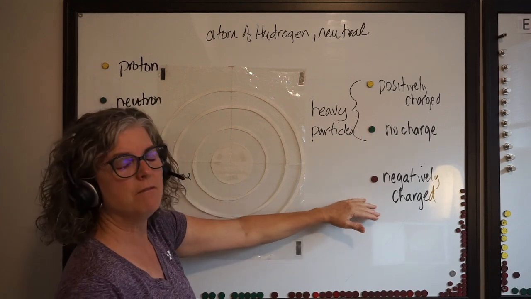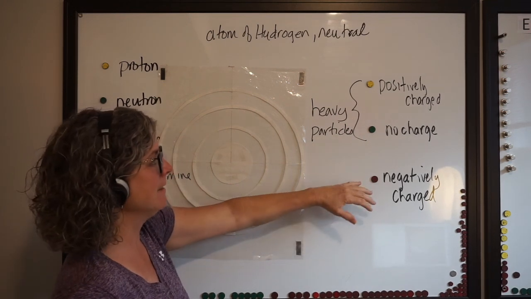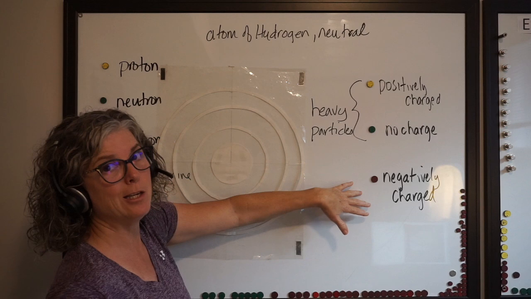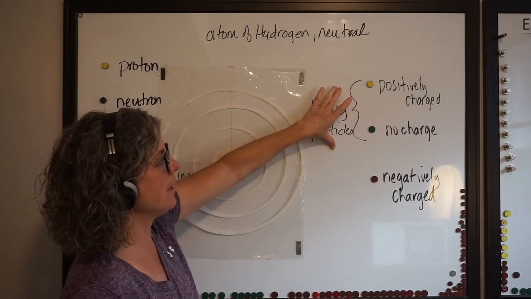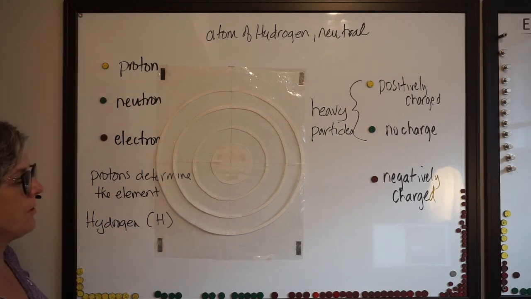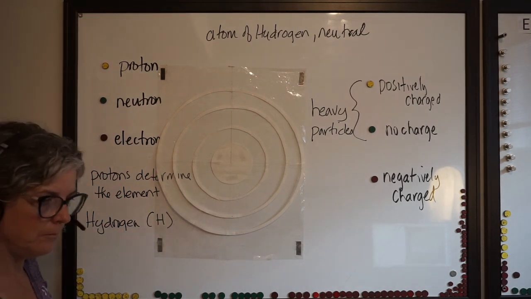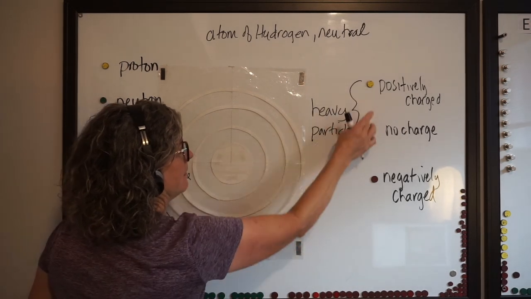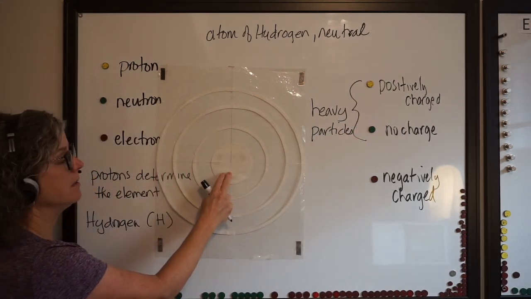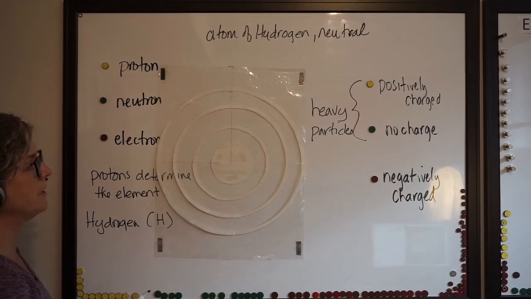The electron is very, very, very light. Practically no mass when you start comparing it to the protons and the neutrons. So we can see that the majority of the mass is found in our nucleus, and we're going to do some examples over here.